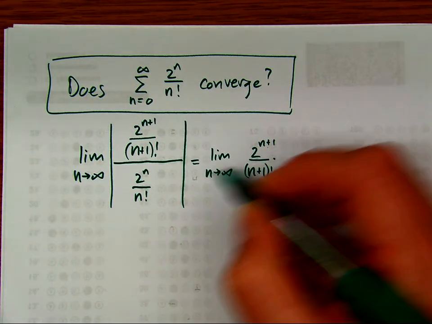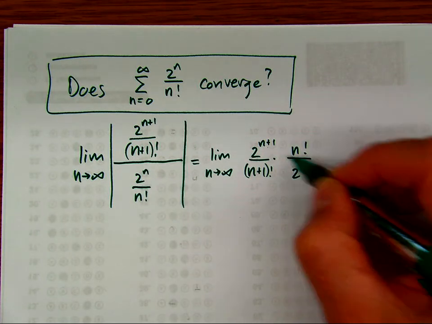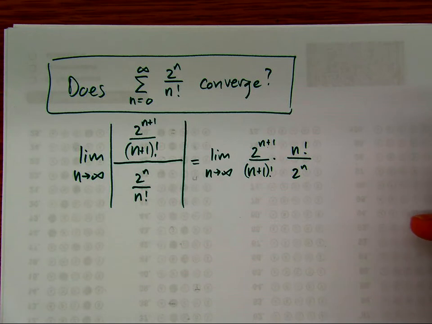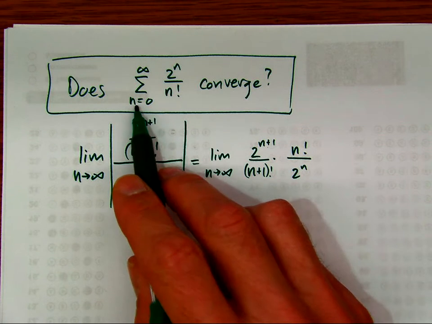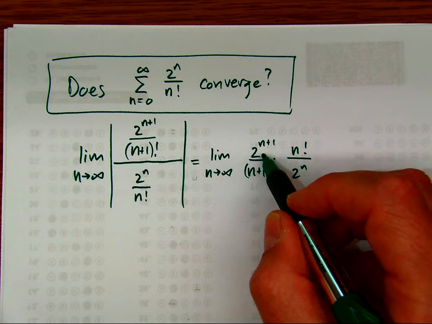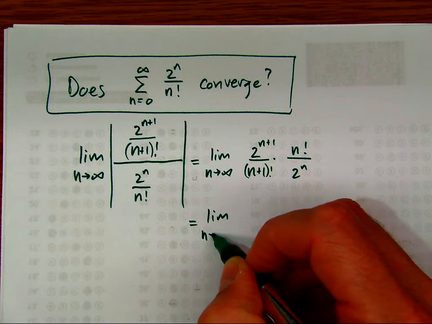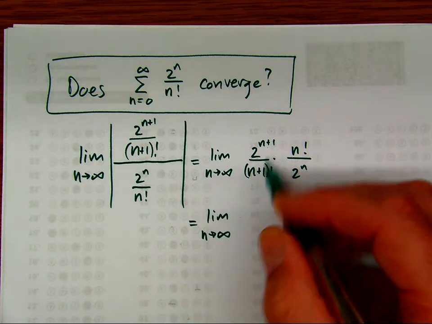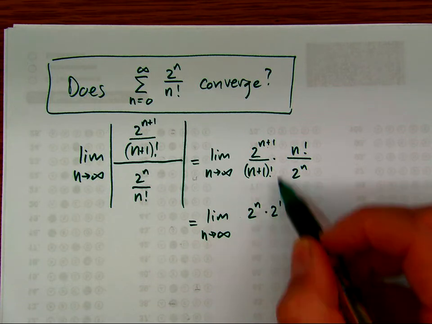Let's multiply by the reciprocal of that. And we don't have to write absolute value anymore just because n is positive. So then we're going to break this up, 2 to the n times 2 to the 1, and we'll start canceling. So 2 to the n times 2 to the 1, because n plus 1 would be the n plus 1 exponent.